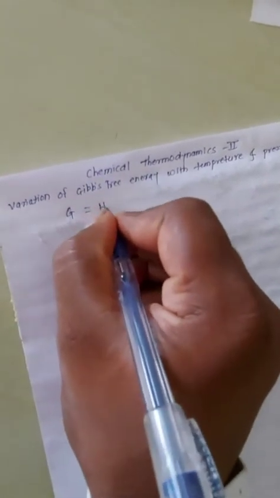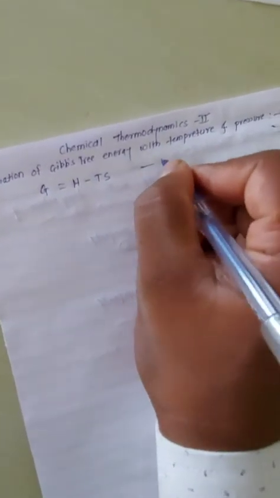Now we know the Gibbs free energy equation, that is G is equal to H minus TS. This is equation number 1. This equation was shown in the previous lecture.